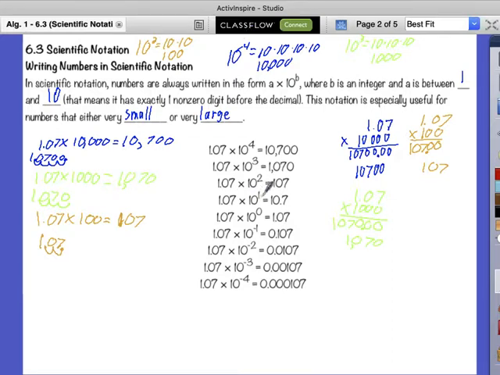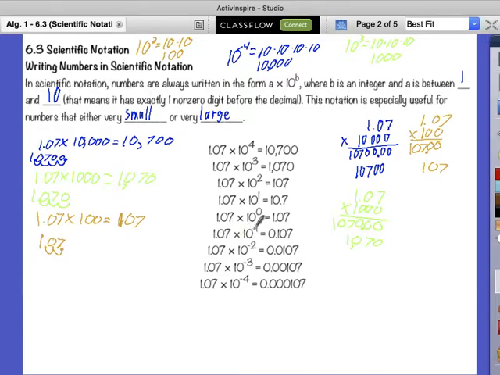So, how many spots do we think we will move this decimal? 1. And hey, what happens? 1.07 becomes 10.7. How many spots do we think we will move the decimal here? None. 0. You don't. And look, we didn't. Another thing here is, what is anything to the power of 0? Dalton said 1. 1.07 times 1 is 1.07. It's the same. That's why you don't move it at all.